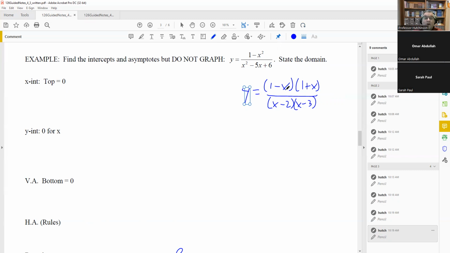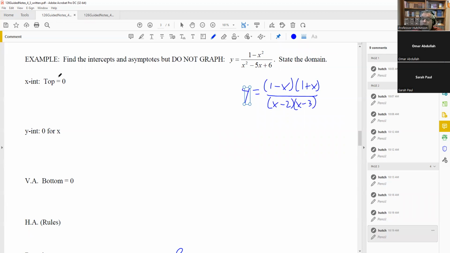Now nothing cancels here because we have no common factors, nothing we can cancel. So now we can go ahead and proceed. It's good to factor this anyway because a lot of these require you to set the top equal to 0, the bottom equal to 0, something like that, which you'd have to factor anyway. So it's good to do that first, just in case something can cancel.